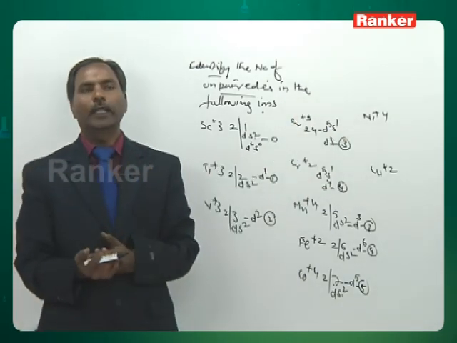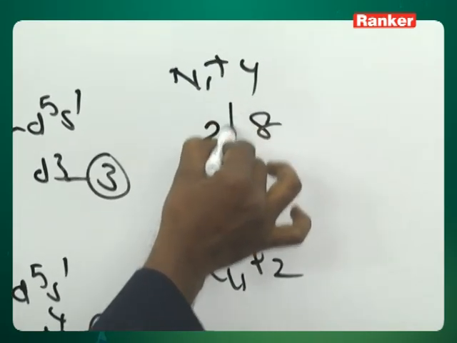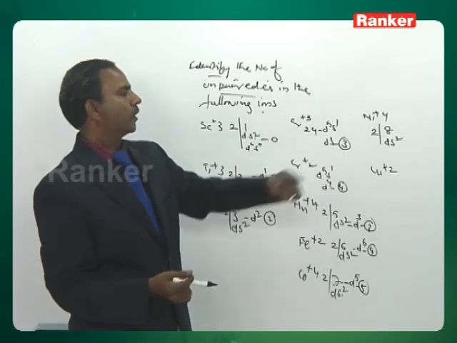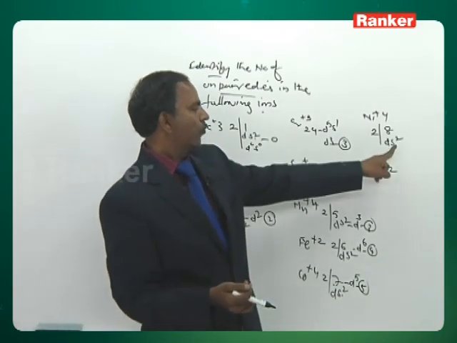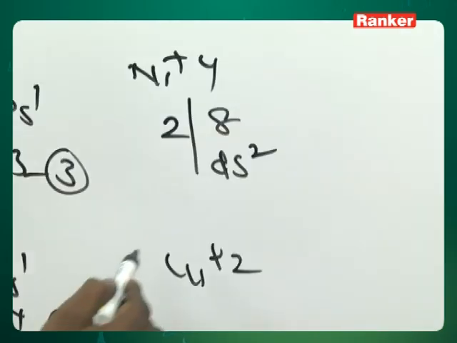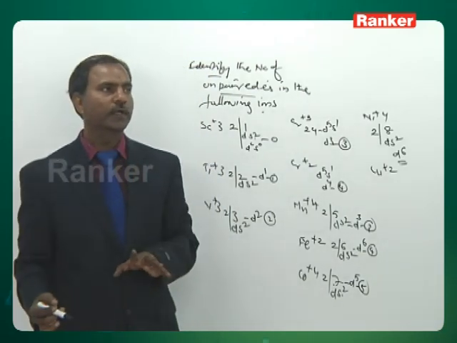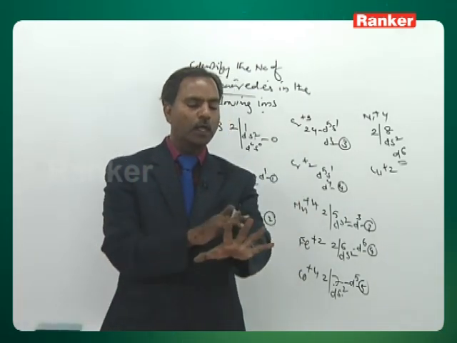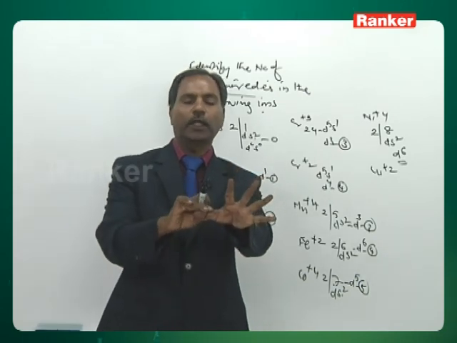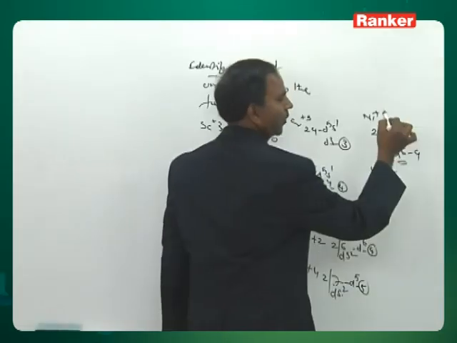Coming to nickel plus 4. Nickel, what is the atomic number? 28. 28 means D8S2. How many electrons lost? 4. So 2 from S and 2 from D. What is remaining? It is D6. Just now I said D6 means 4 unpaired electrons. How? 1, 2, 3, 4, 5, and the 6th is a pair. Therefore, unpaired electrons are 4. This is also carrying 4 unpaired electrons.